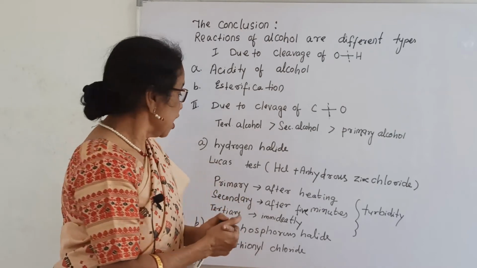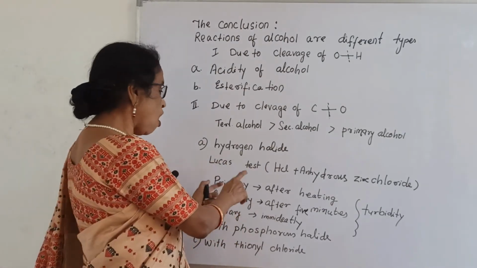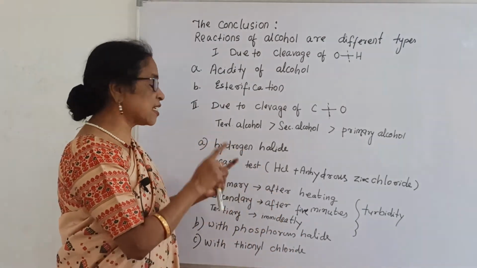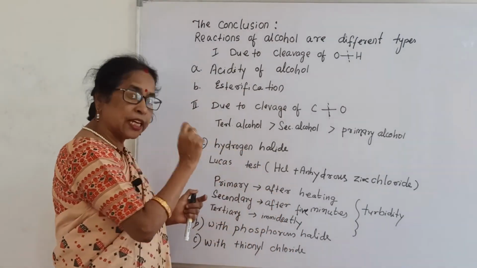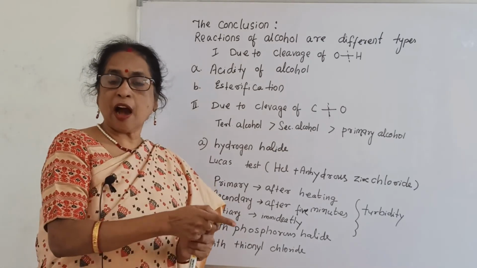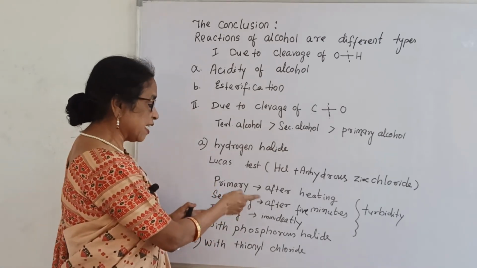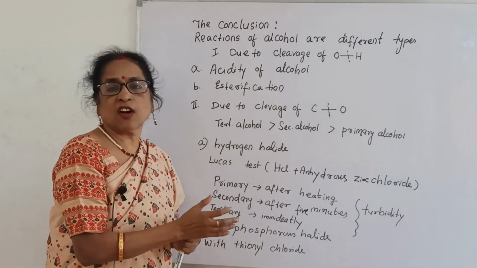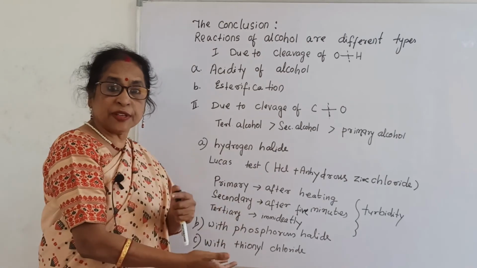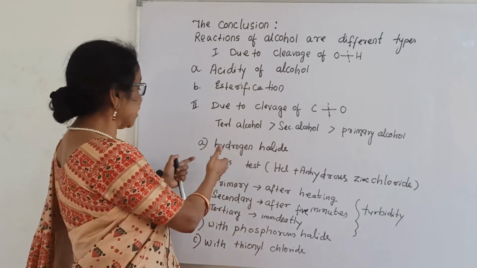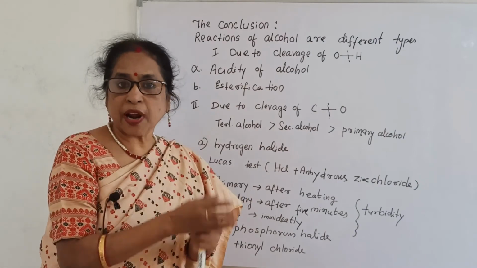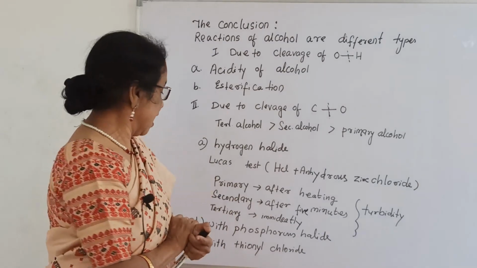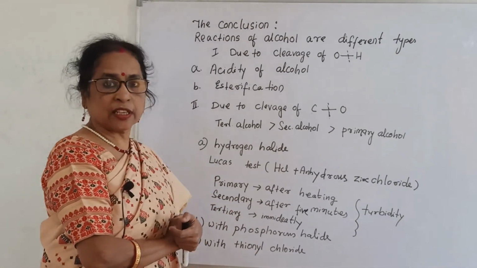But what is the main important point here? All are giving halide that is turbid in nature, but the only difference is time. Primary alcohol gives turbidity only on heating. Then secondary alcohol gives turbidity after 5 minutes, and tertiary alcohol gives turbidity immediately. That is why it is very easy to distinguish between primary, secondary and tertiary alcohols with the help of the Lucas test. So it is very important and practical also.